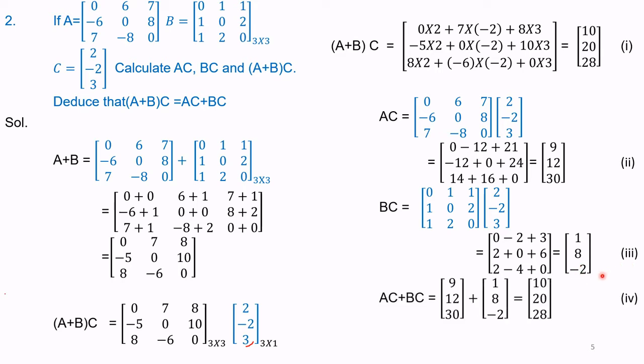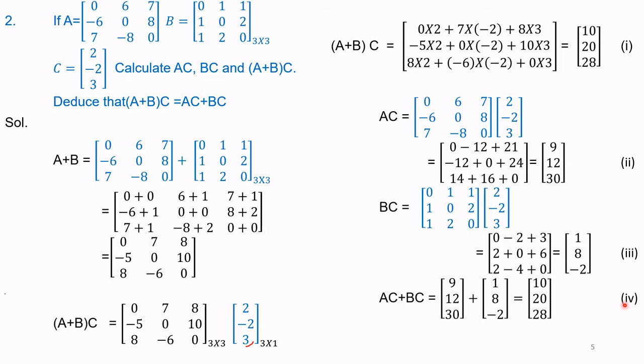Therefore, now we are required to prove on the right hand side AC plus BC. Now we will add AC plus BC. That is, AC is equation 2 and BC is equation 3. So here it is written 9, 12, 30 is the AC and BC is 1, 8, minus 2. We have to add the corresponding elements. Therefore, on the right hand side equal to 9 plus 1 is 10, 12 plus 8 is 20, 30 minus 2 is 28. Let it be equation 4.